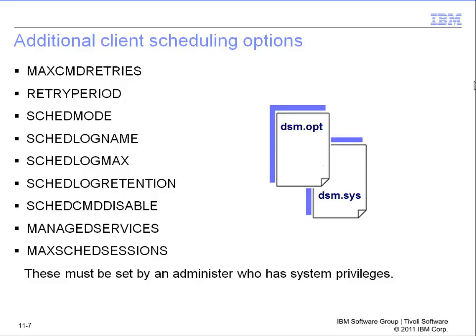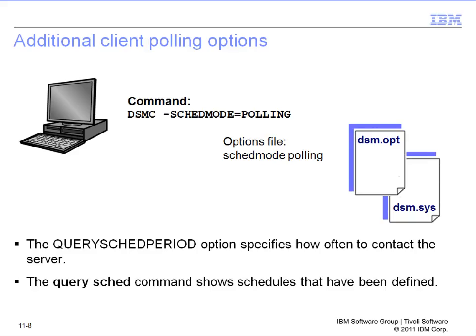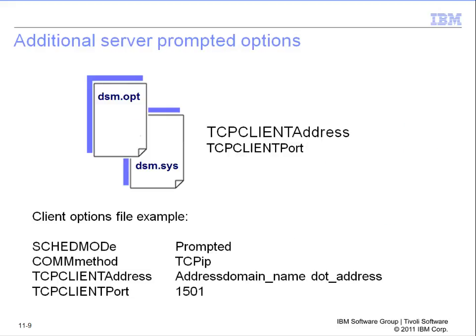This is the maximum number of scheduled sessions as a percentage of the total number of server sessions available. Additional client polling only options are the queryschedperiod option, which is how often to contact the server. Remember, client polling initiates the schedule by contacting the server. If you're using server prompted, you'll need to make sure that you have your communication method set to TCP/IP and have the TCP client address and client port.